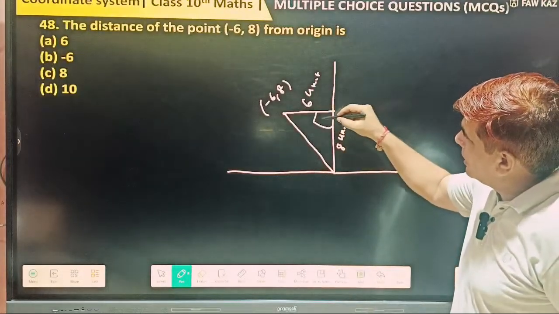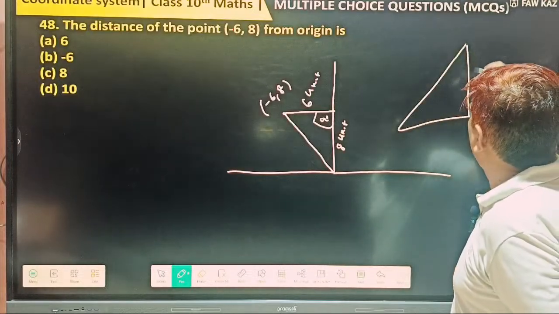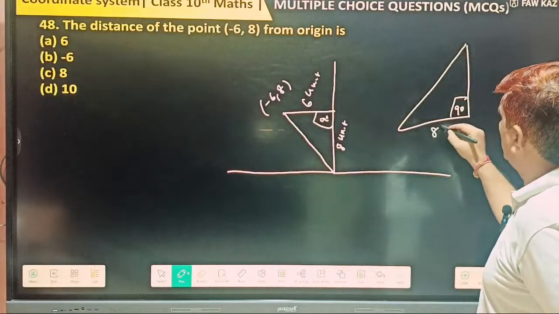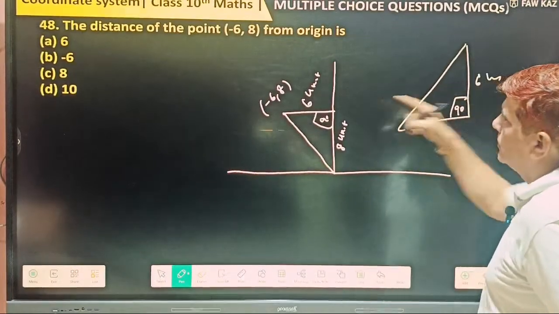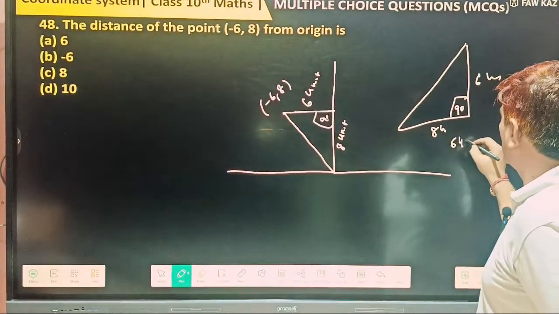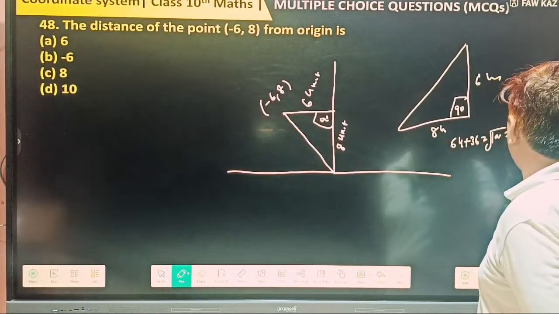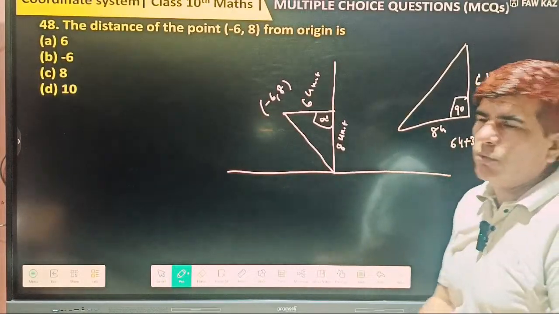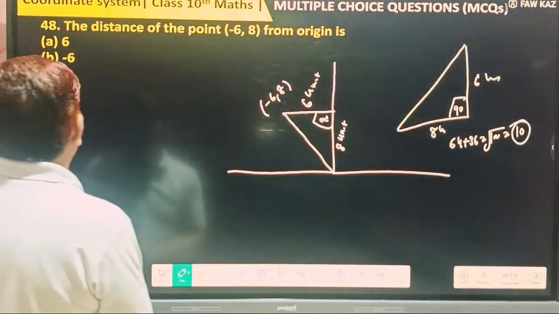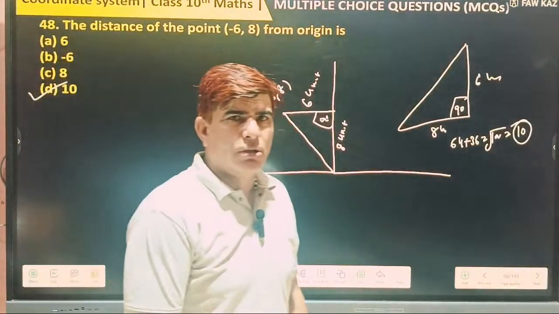This becomes a right angle triangle. So our triangle is like this. This angle is 90 degrees. This is 8 units and this is 6 units as given. So 8 squared is 64, 6 squared is 36, 100 under the root, how much? 10. Distance is always positive. That's why we are saying this is your answer.